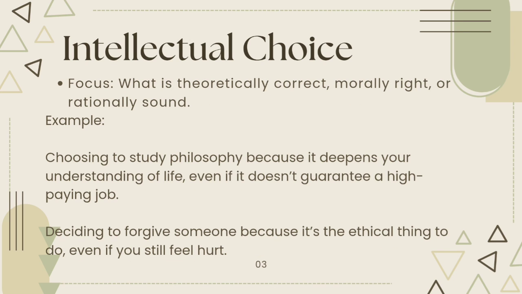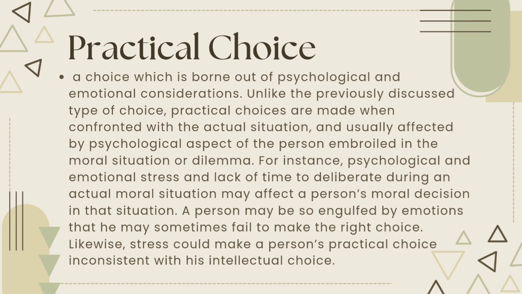For example, choosing to study philosophy because it deepens your understanding of life, even if it doesn't guarantee a high paying job. Another example is deciding to forgive someone because it's the ethical thing to do, even if you still feel hurt. In short, intellectual choices are ideal or theoretical. They focus on what should be done according to moral values. Now let's move on to practical choice.